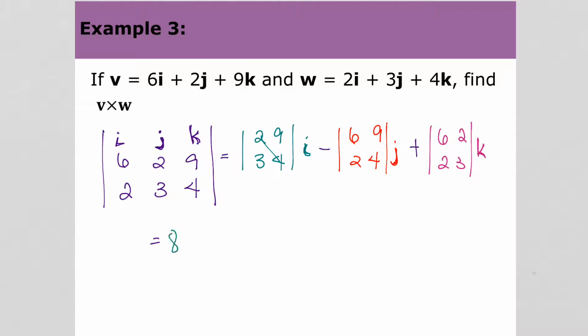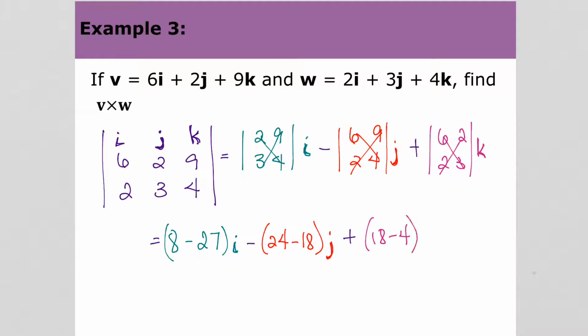2 times 4 is 8, minus 3 times 9 is 27, i, minus 6 times 4 is 24, minus 9 times 2 is 18, j, plus 6 times 3 is 18, minus 2 times 2 is 4, k. And if you'll notice, this is the same as the last problem. We get negative 19i minus 6j plus 14k.